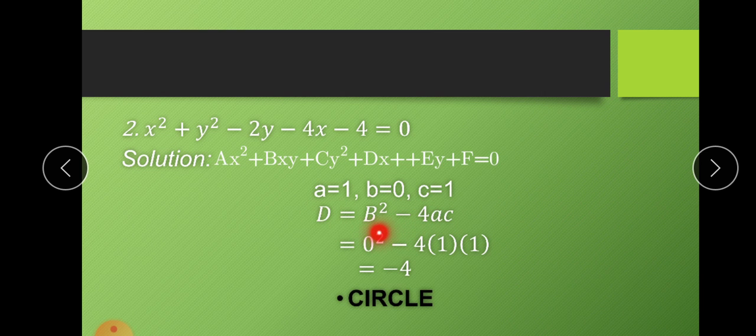The formula of the discriminant is b squared minus 4ac. By substitution, we have 0 squared minus 4 times 1 times 1. Simplifying, the result is negative 4. So as we all know, if the discriminant is less than 0, and a equals c and b is equal to 0, this type of conic section is a circle. So our answer in example number 2 is circle.